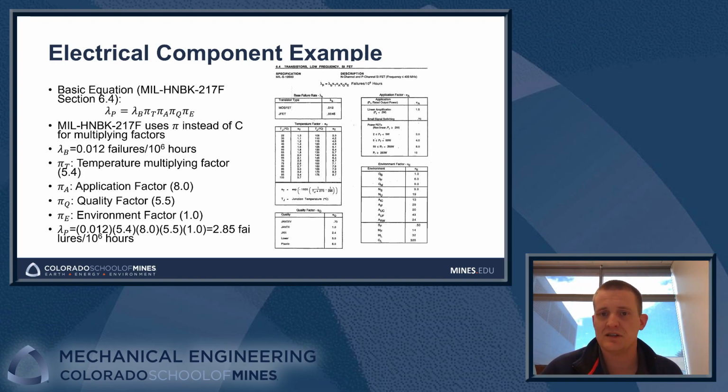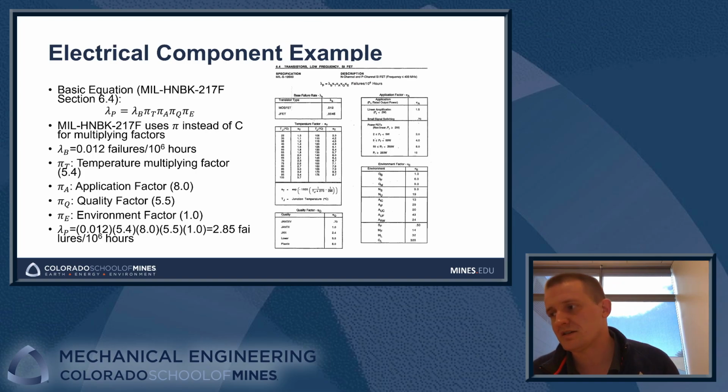All right, it gives us the failure rate model, which looks very similar. In this case, it's saying lambda P is lambda B times a bunch of pi terms. Why is it pi terms? Well, it's because Mil Handbook 217F uses pi instead of C for multiplying factors. It's the same exact thing as the other reference and what we've been talking about all along, but I'll go ahead and use Mil Handbook 217F's nomenclature just so it looks consistent with what you'll be seeing when you're using Mil Handbook 217F. But again, same thing as the C terms.